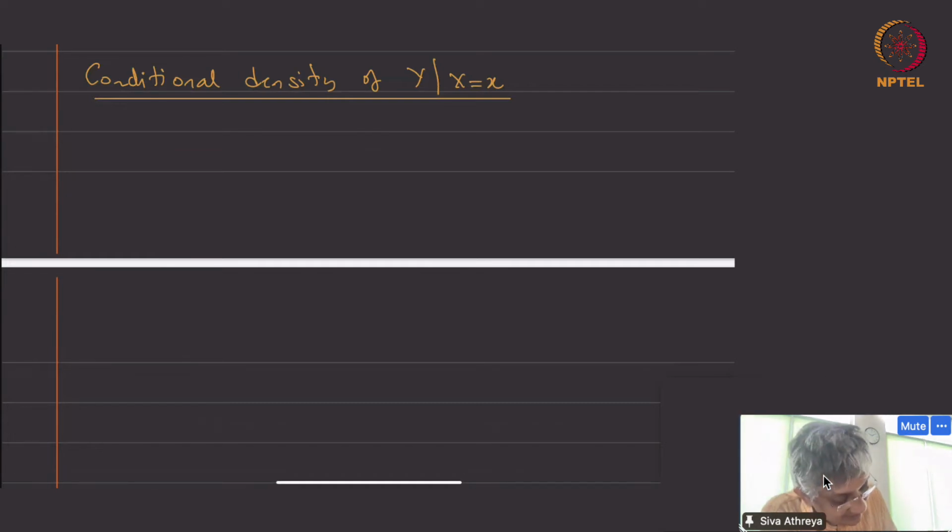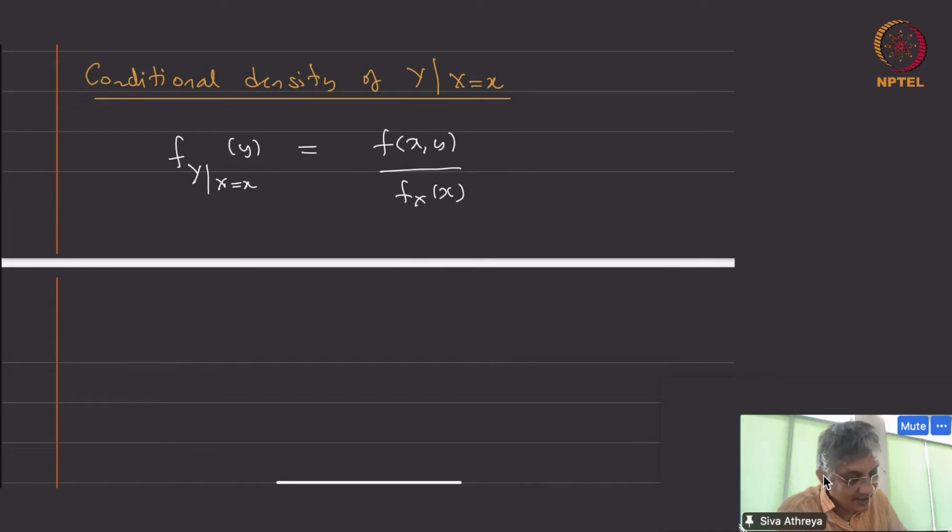Now, how do I find the density? We know that f of y given X equal to x at the point y is just going to be equal to f at (x, y) divided by f sub X at x. Our convention, let's color it so that we're clear: all the y's are orange. So x is fixed, and I'm trying to find the density of y given X equal to x, where y is between minus infinity and infinity.